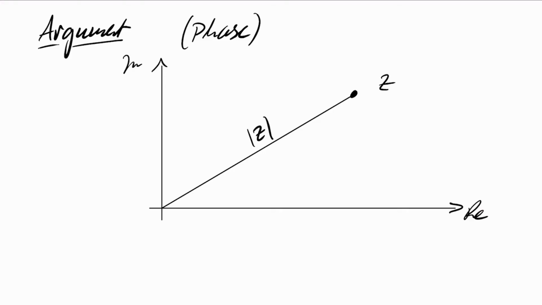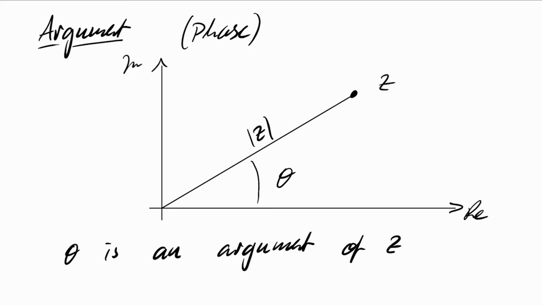Another part that's important for this number is the angle made with the real axis. So this angle in here, theta. This is called an argument of the complex number. Now, a peculiar thing here is that I've said it's an argument, it's not the argument. And the reason is because it's not a unique assignment.